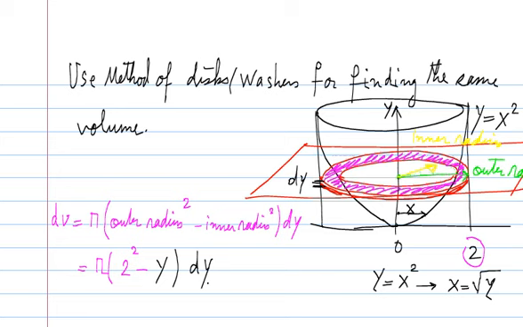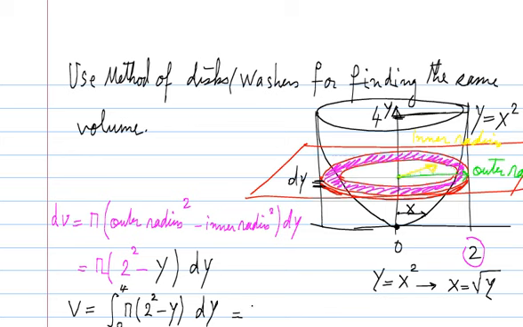Only one thing left to do, and that's to find the volume itself. The volume will be the sum of all such contributions. Each of them is pi times 2 squared, which is 4, minus y, dy. Now what's the range of values of y? For this region, y starts at 0, and what's the highest value y goes to? Since x goes as far as 2, y is going to go as far as 4. So my integration goes from 0 to 4.